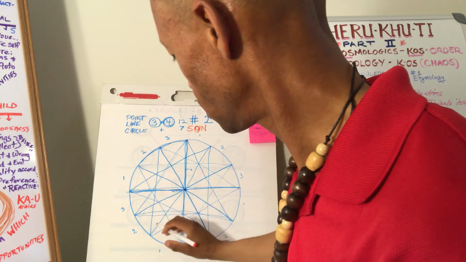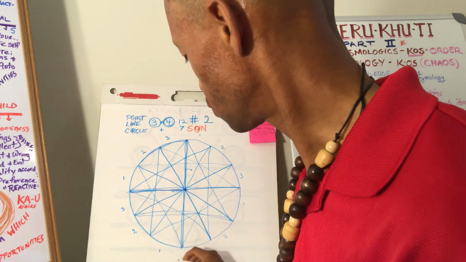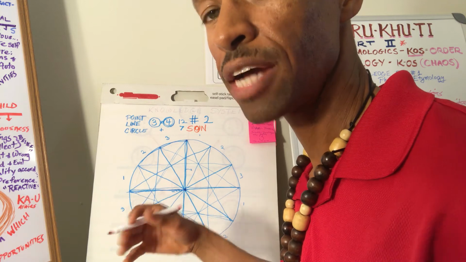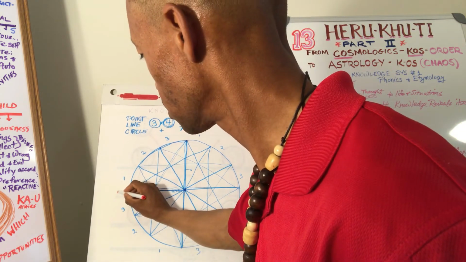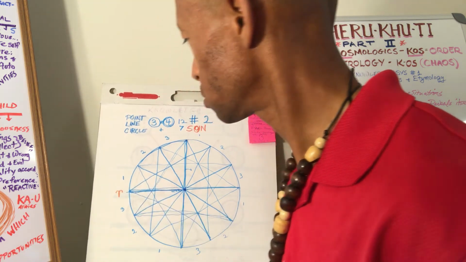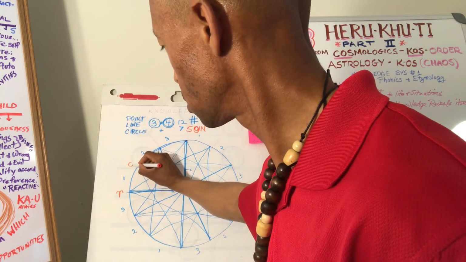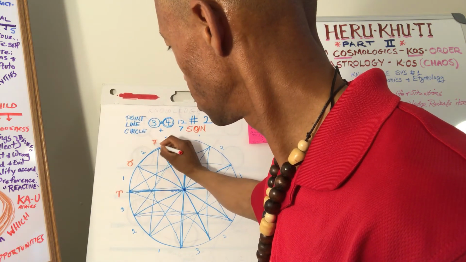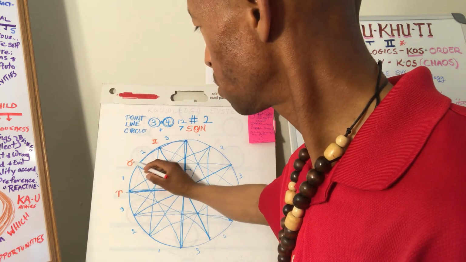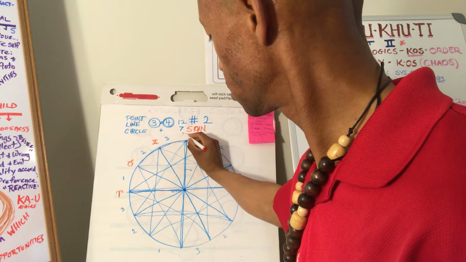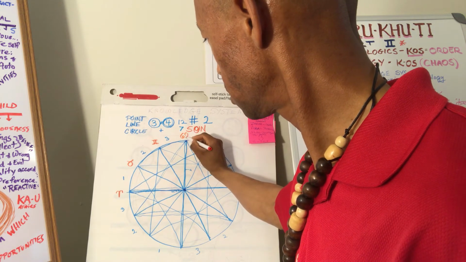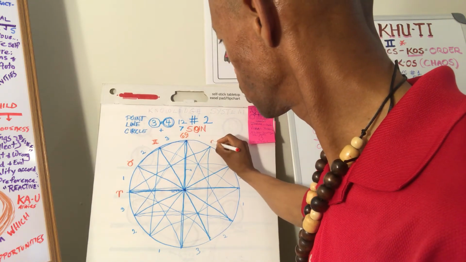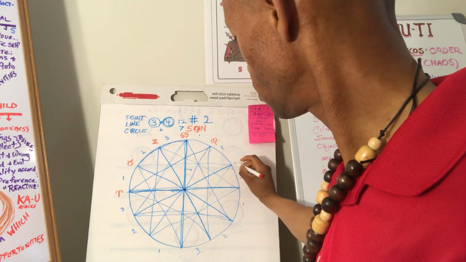So if we had a clock and 6 o'clock was here, we would put Aries here. But since we're going with astrology, we're going to put Aries here. And then we're going to put Taurus here. And we'll put Gemini. This is your fire, earth, air, and then you have your water sign. There you have it. And then you have Leo. Then you have Virgo.